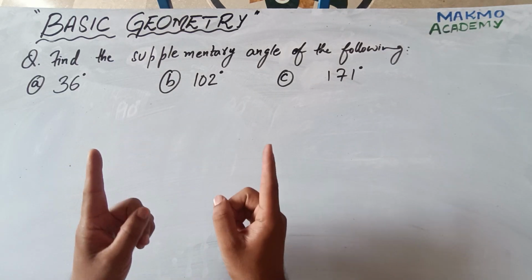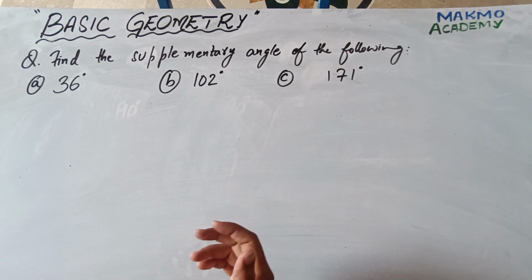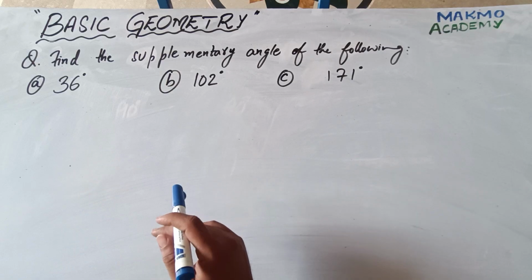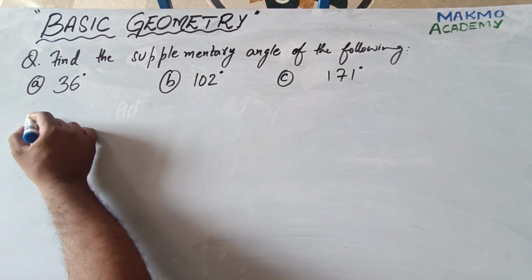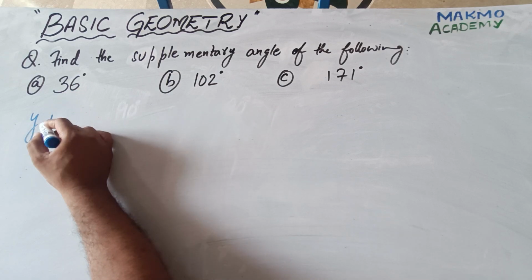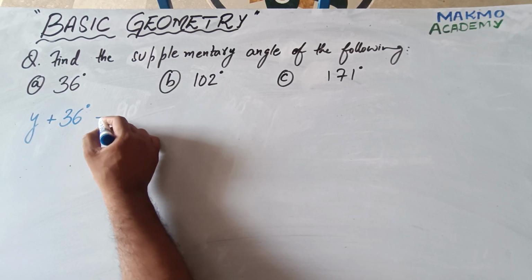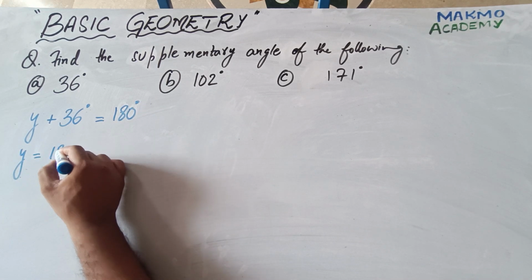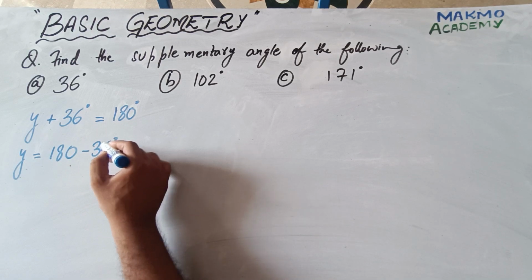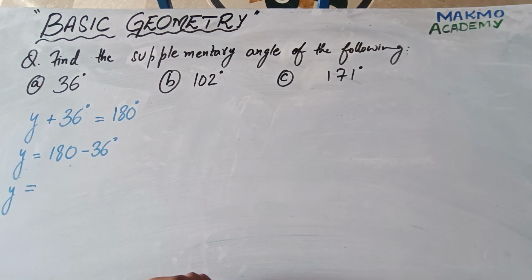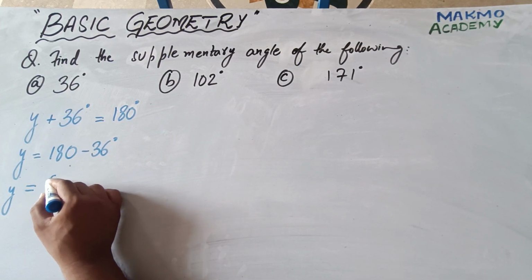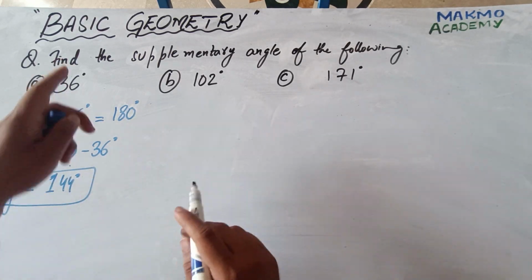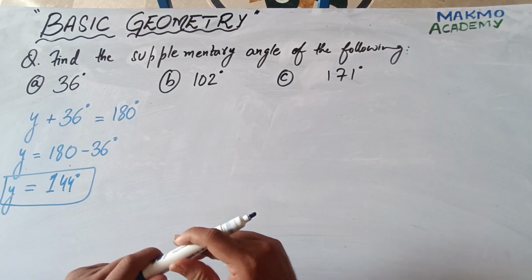Now the next question is, find the supplementary angle of the following. According to the definition, two angles are supplementary if they add up to 180 degrees. So we can take help from any variable, y plus 36. The sum would be equal to 180 in the case of supplementary angles. Now how to find it? We will subtract 36 from 180. So we will get the supplementary angle, which is equal to 144 degrees. So 144 and 36 are the two angles whose sum is equal to 180 degrees.